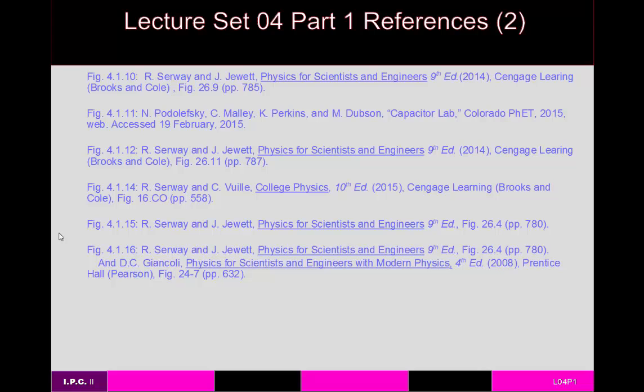In any case, the next video is going to be part 2 of this lecture set, which is going to talk about what happens if you put an insulator between the two conducting plates. In other words, what happens if you insert a dielectric into the capacitor.